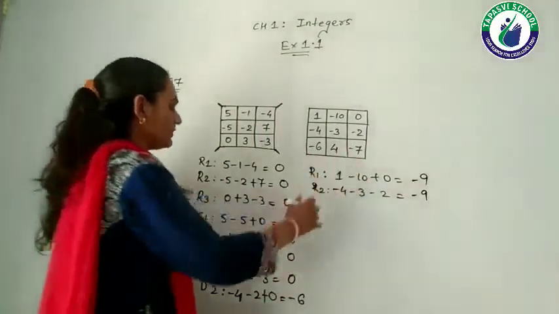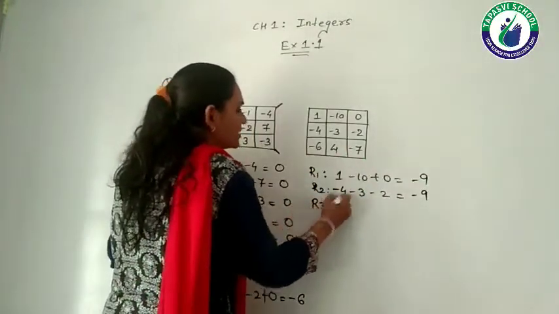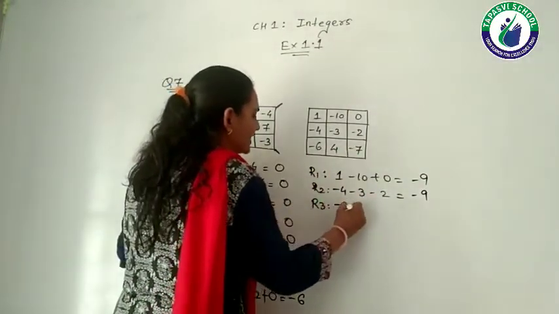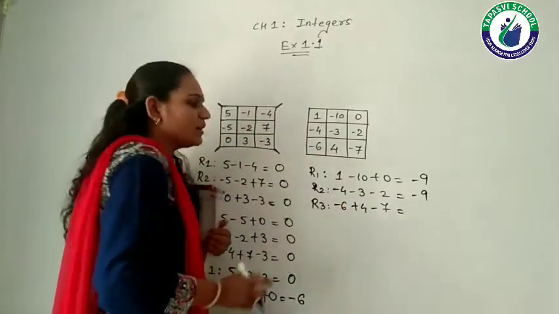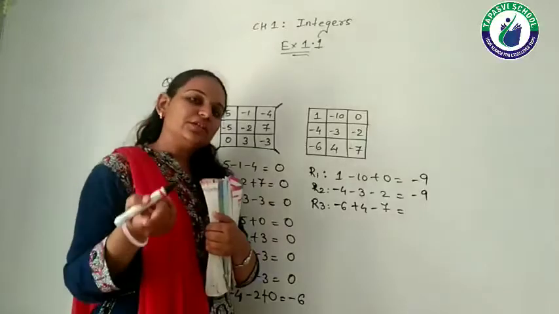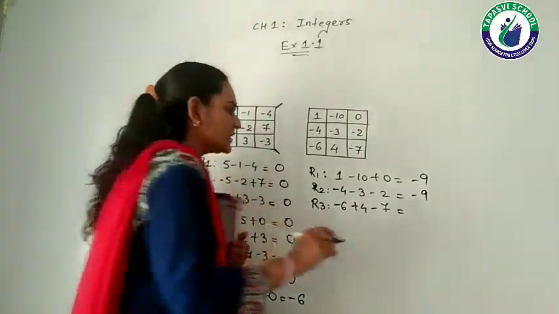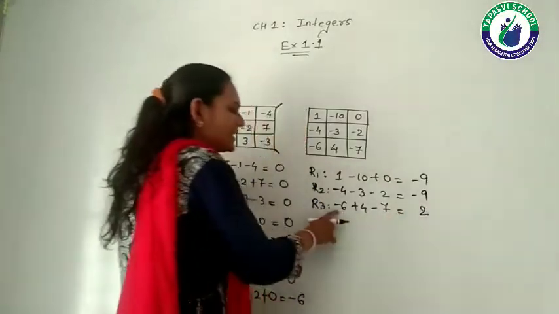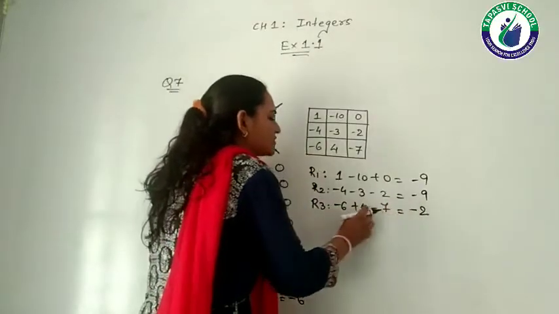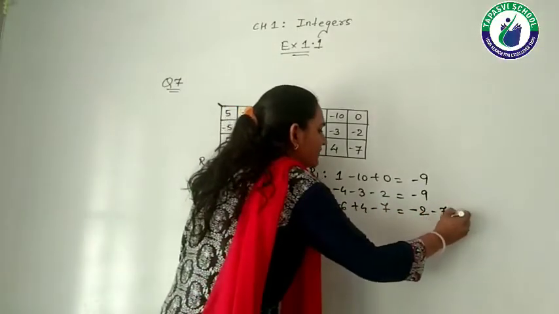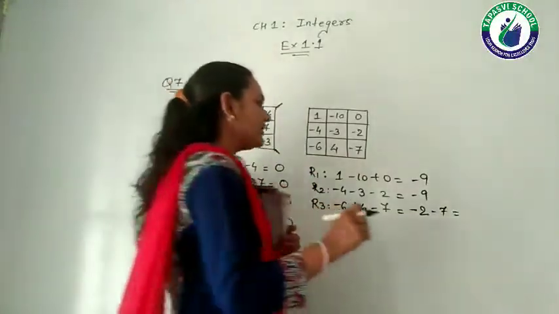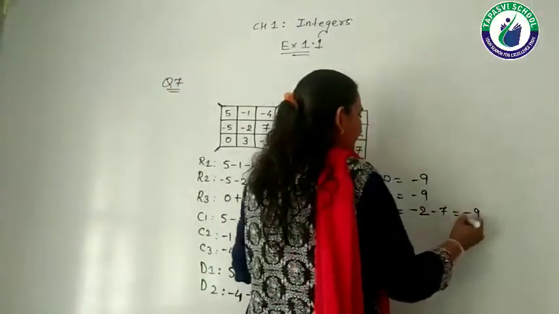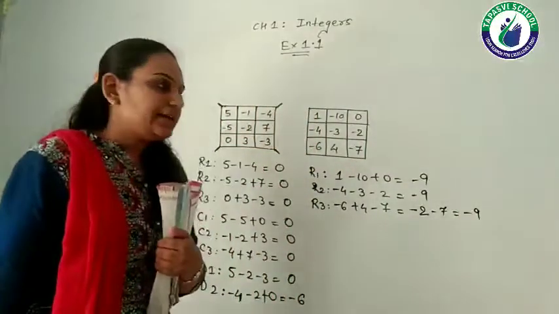Now we'll take the row number 3. So row number 3 means this one. -6 plus 4 minus 7. Right? -6 and 4. 6 is negative, 4 is positive. So we'll be subtracting it. And we will be giving the sign of the greater number, that means -2. Now we will be taking -7. Now -2 and -7 both are the negative numbers, so we will be adding them and we will be giving the sign of a negative to them.